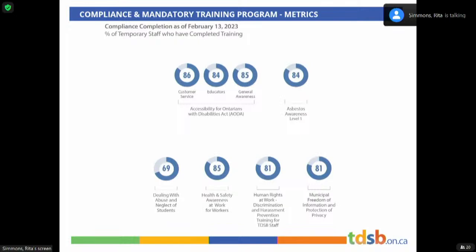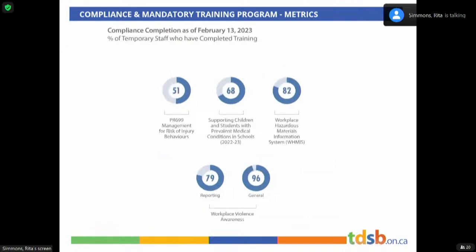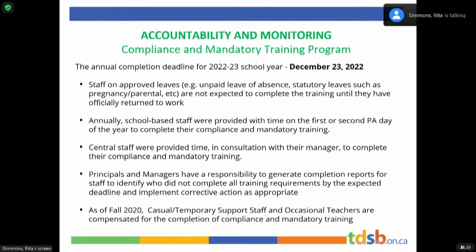A point to note is that for our temporary casual and occasional teachers, we are now compensating staff to complete compliance training, and this came into effect in 2020. And so the monitoring of these staff to ensure that they complete the training is underway. I'll continue.